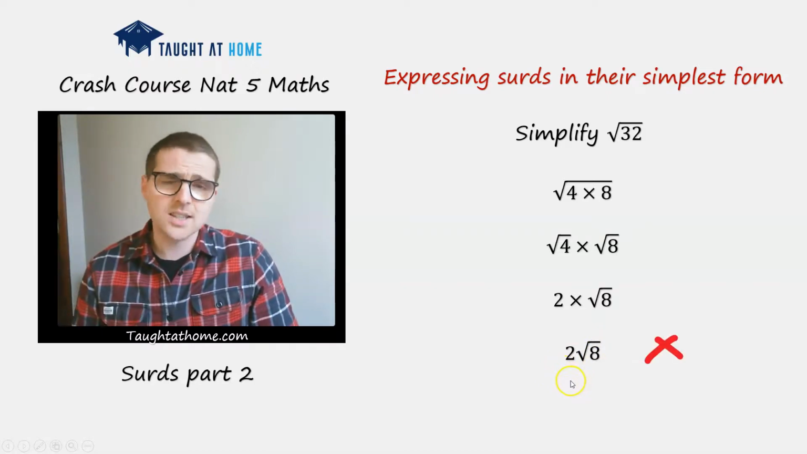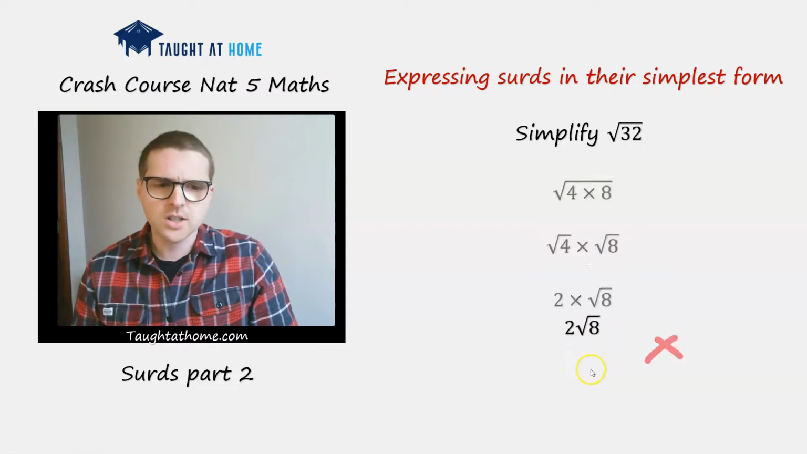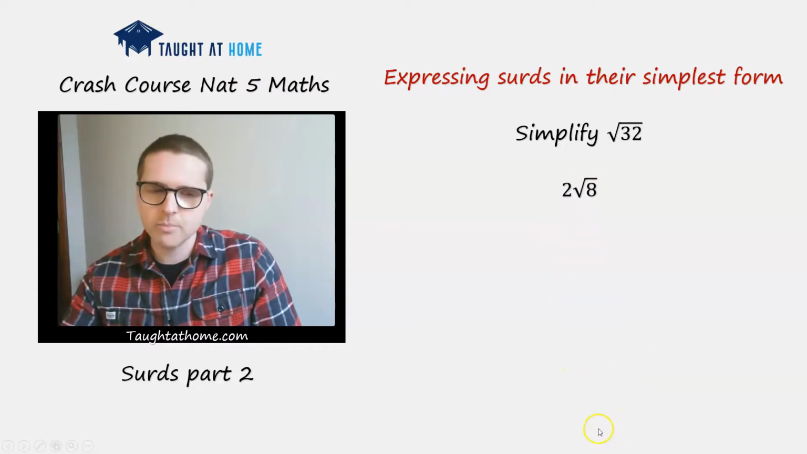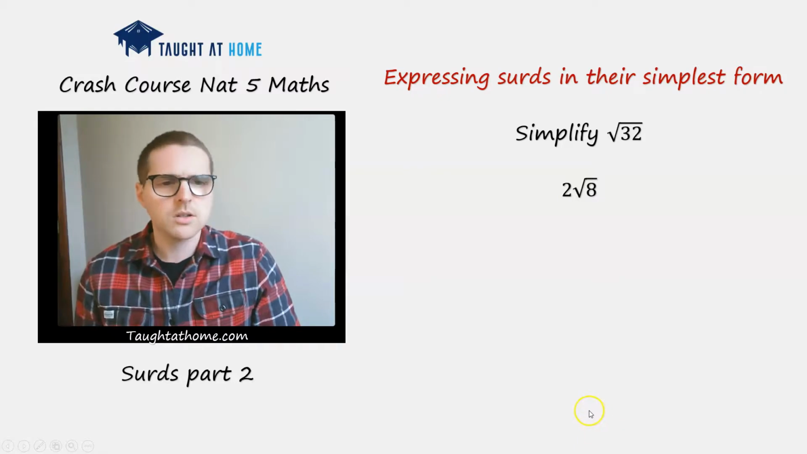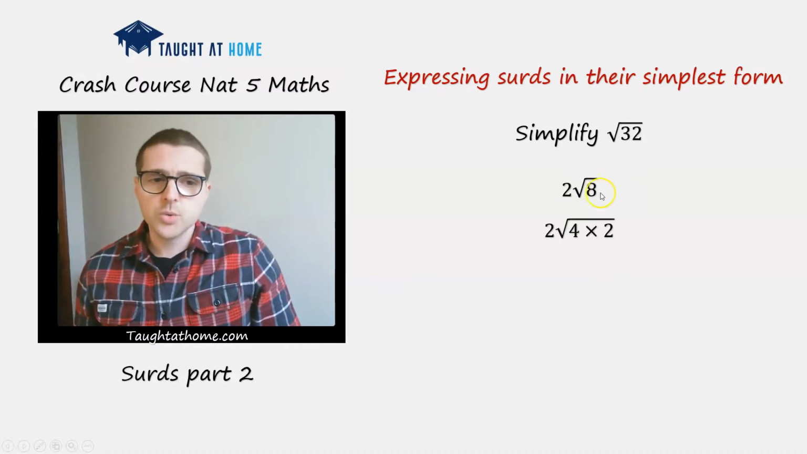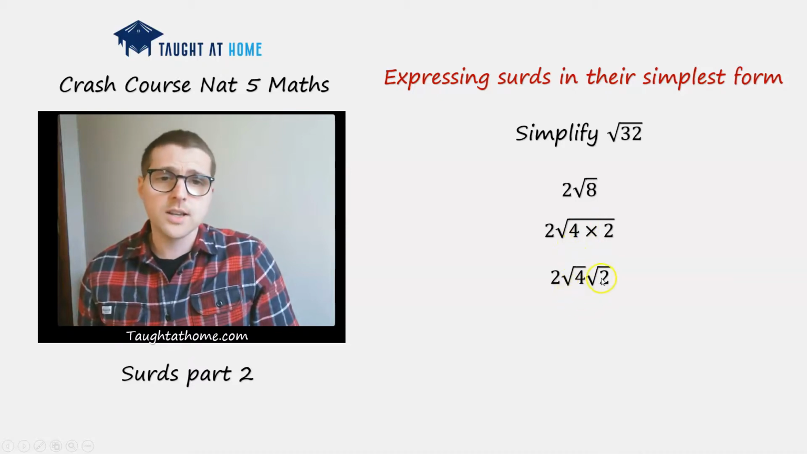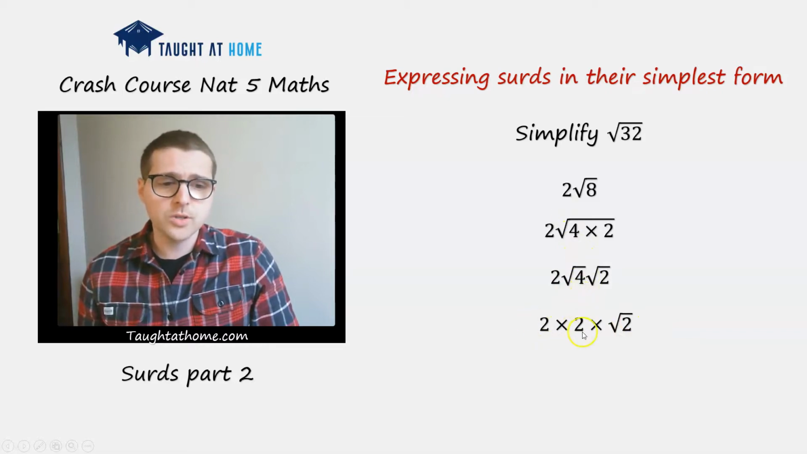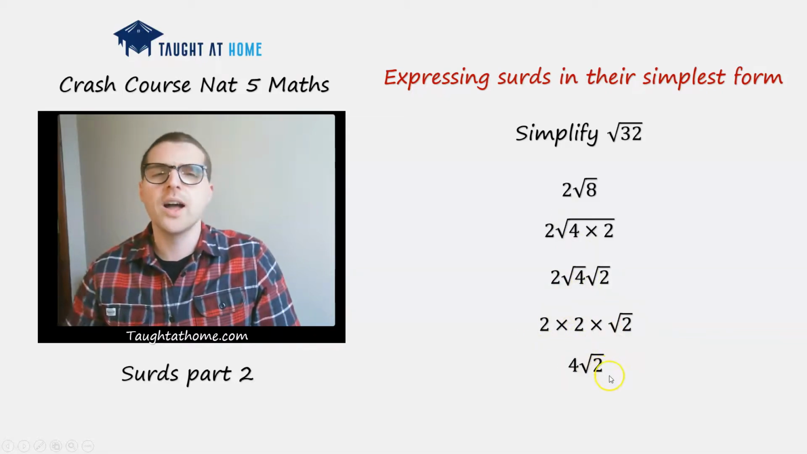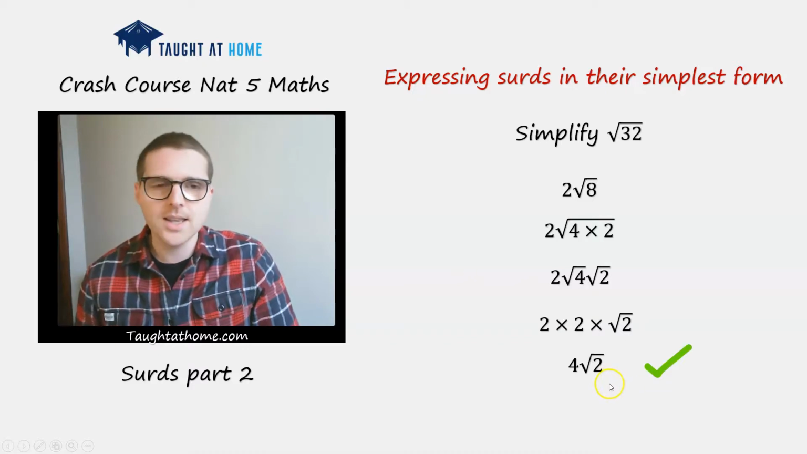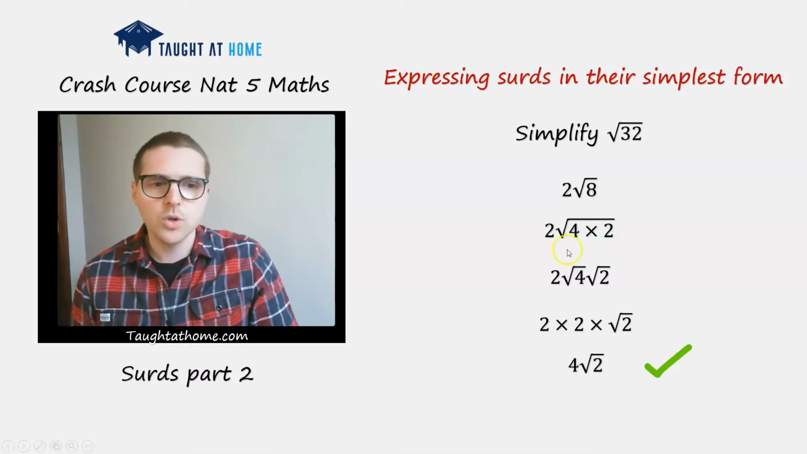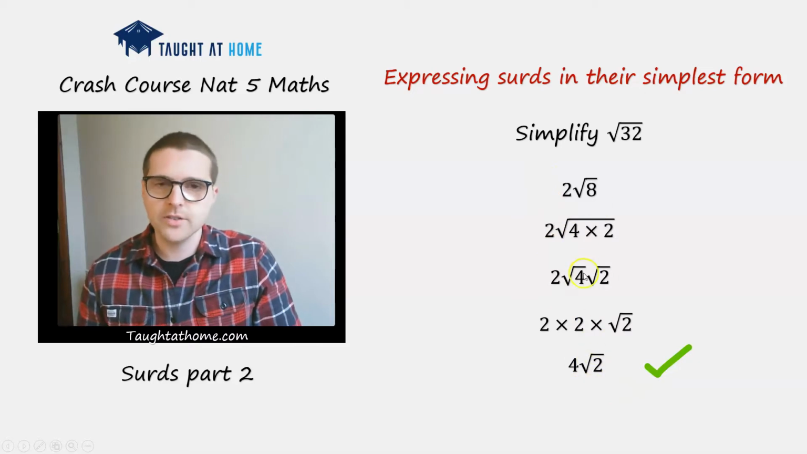However, that isn't in its simplest form, because this square root of 8 itself can be simplified even further. The square root of 8 could be expressed as the square root of 4 times 2, which would be 2 times the square root of 4 times the square root of 2. The square root of 4 turns into 2, so it would be 2 times 2, which is 4 square root of 2. And we get the answer we got using the other two numbers. So be careful, because you can easily lose marks if you don't follow through and simplify further.